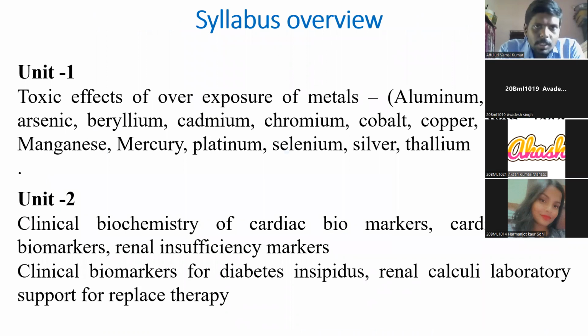So you have only 2 units in this subject. So the first unit is all about toxic metals, and the second unit is all about markers, cardiac markers, renal markers, some other markers. Okay. So coming to the unit 1, here we have toxic effects of overexposure to metals. So before discussing about these metals, I would like to discuss a few things.